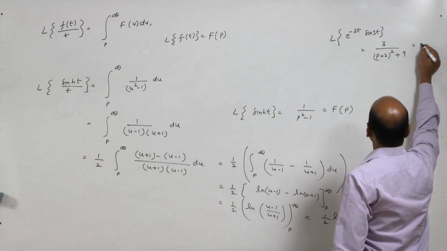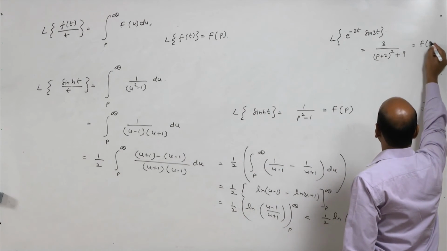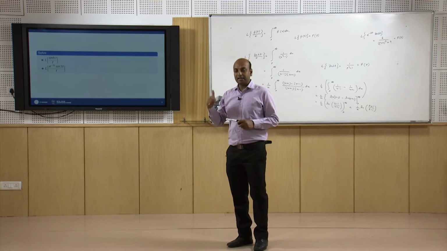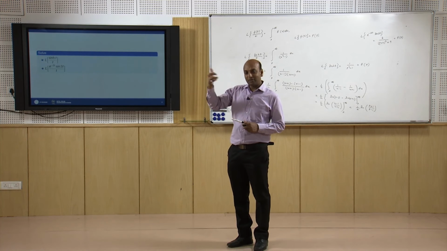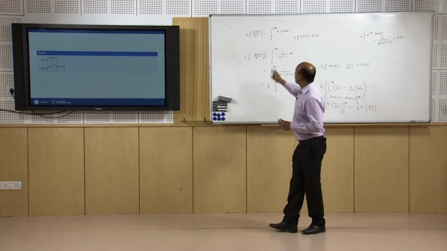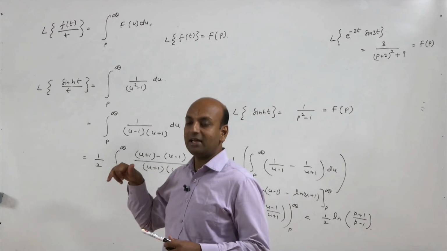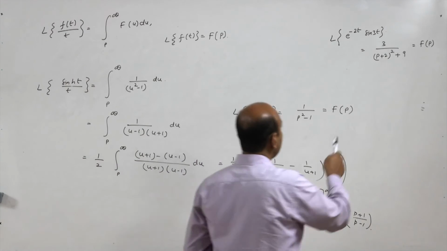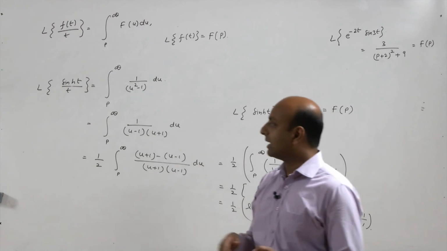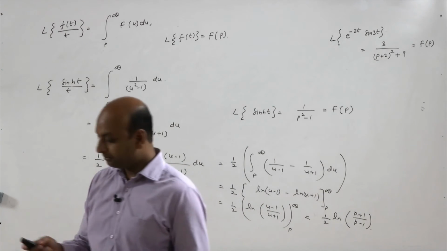So, this will be F(p) for the second problem, and we have a division by t. Now, for f(t) by t we will apply this property. So, this will be nothing but the integral from p to infinity of F(u) du. So, we have to integrate this from p to infinity. That will give the Laplace transform of the second problem.